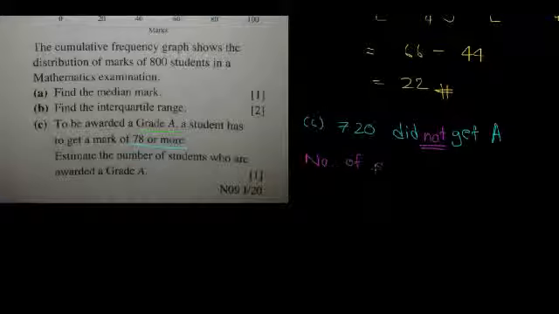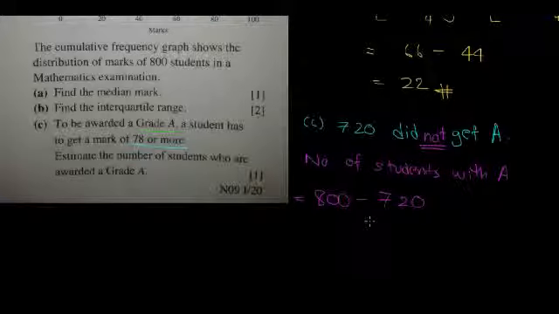No. So the number of students who did get an A would be the total number of students, which turns out to be 800, minus the number of students who didn't get an A. So it will be 80. And that's the answer. As simple as that.